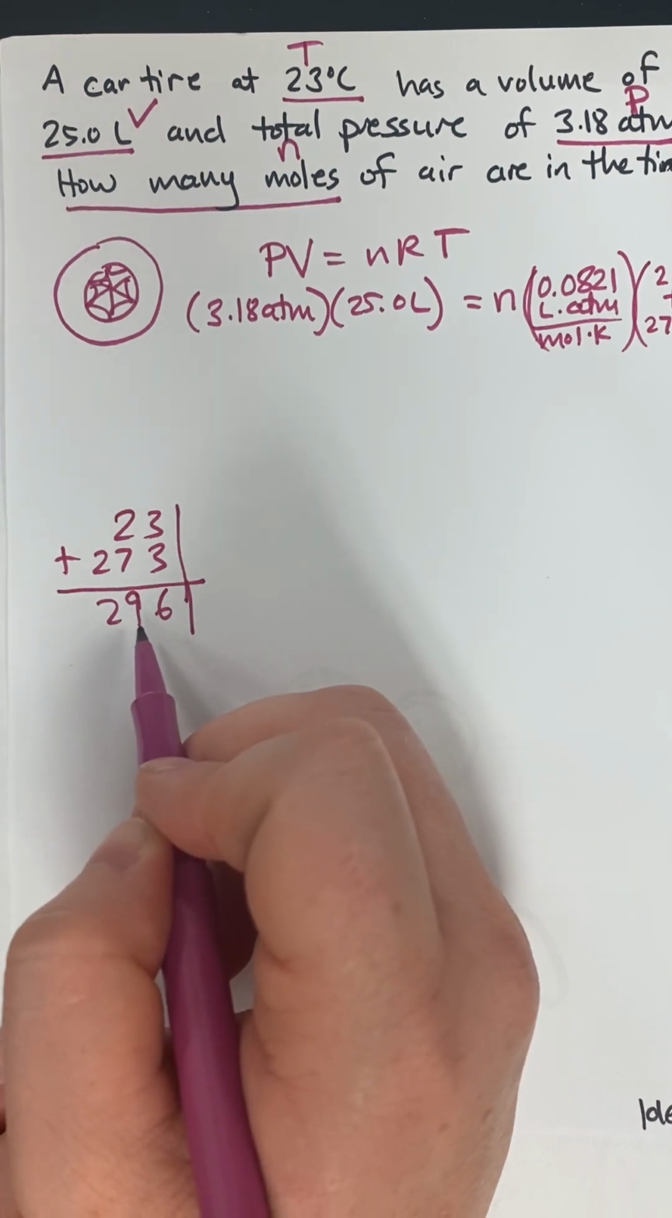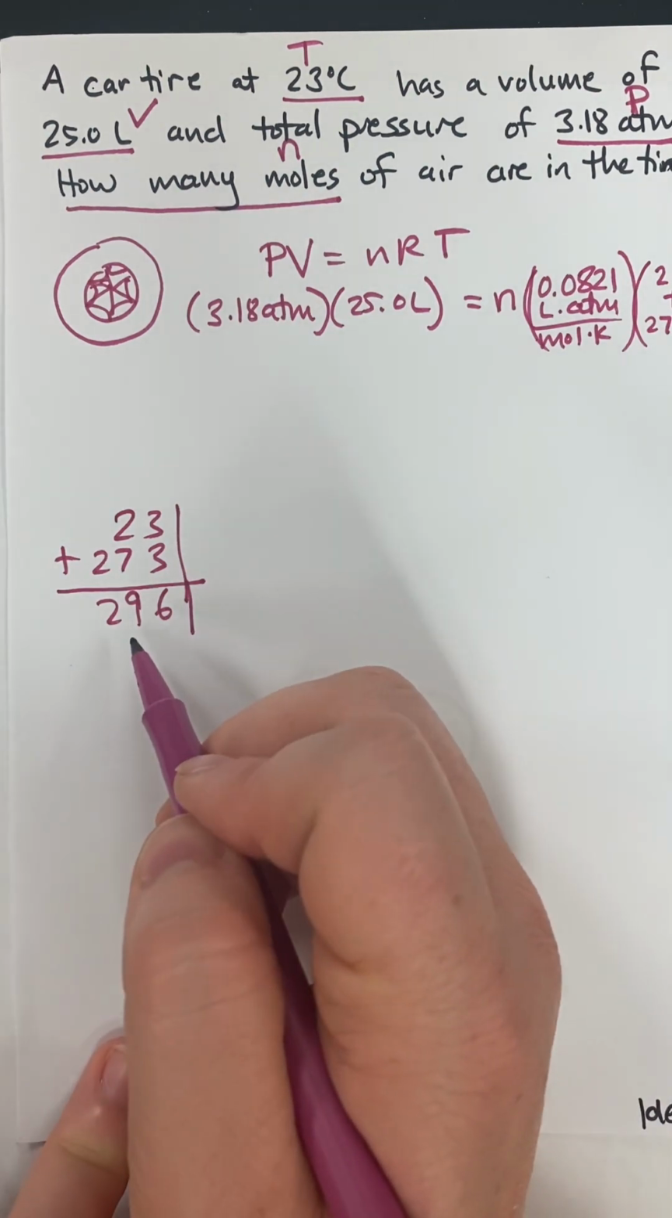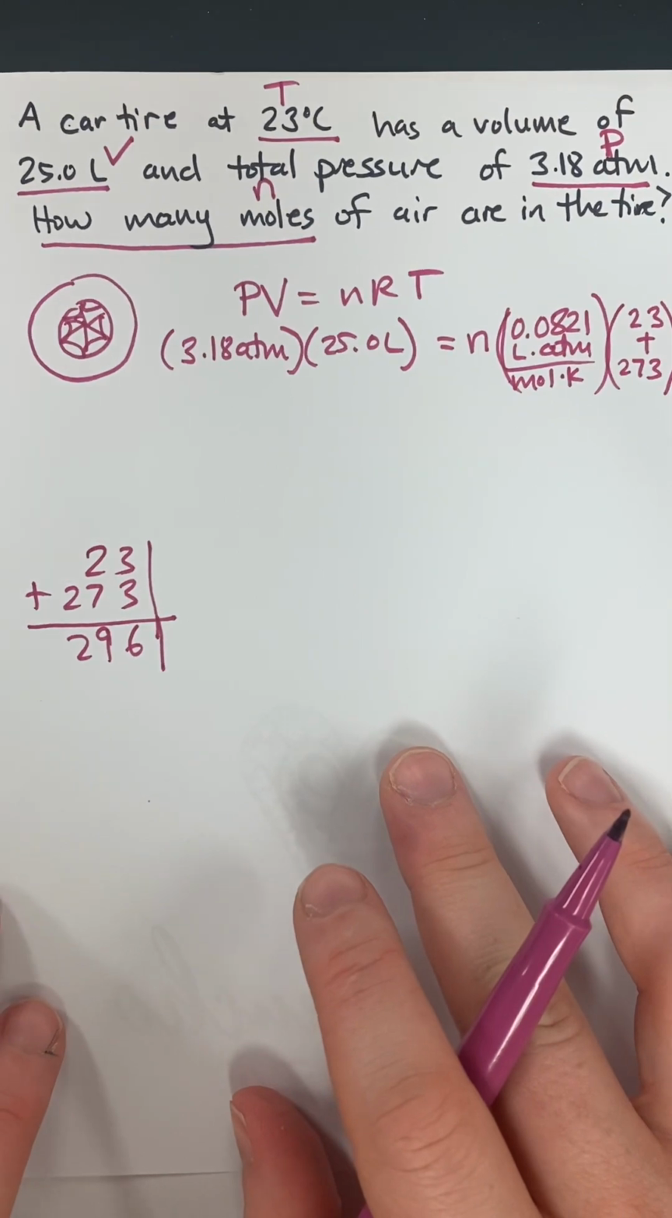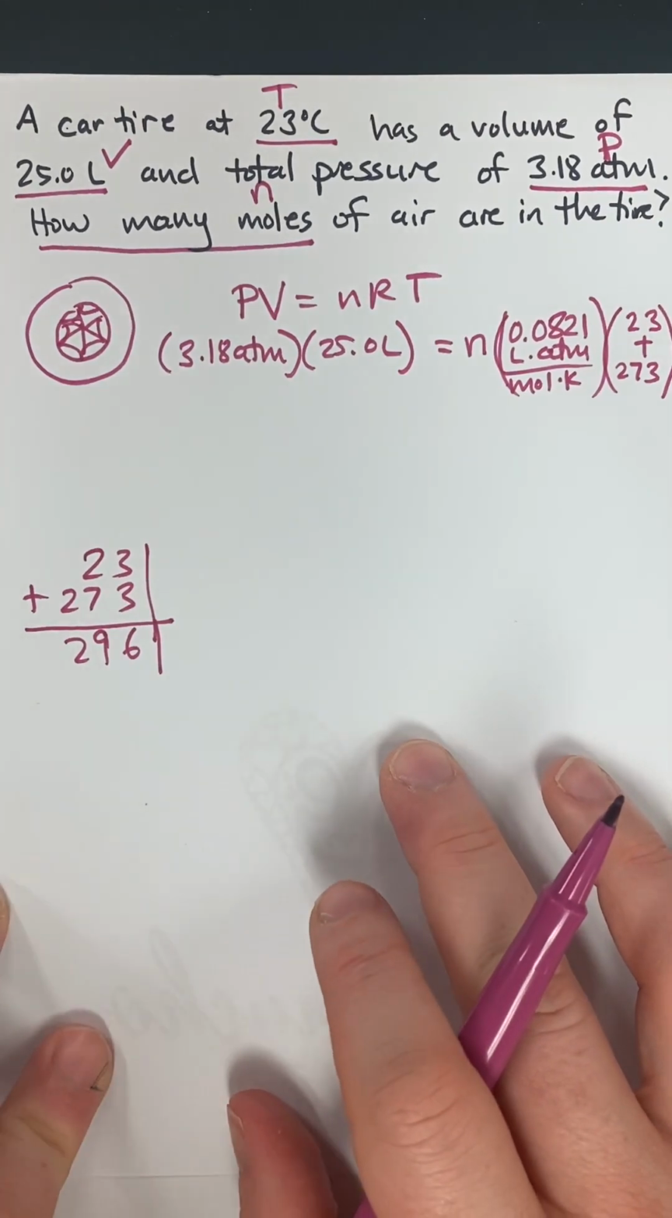Okay, that's a tricky thing with temperature because of the addition or subtraction, depending on which way you're going. You may change sig figs on that one, and that's okay. You just got to watch out for it. All right, so 3 sig figs.